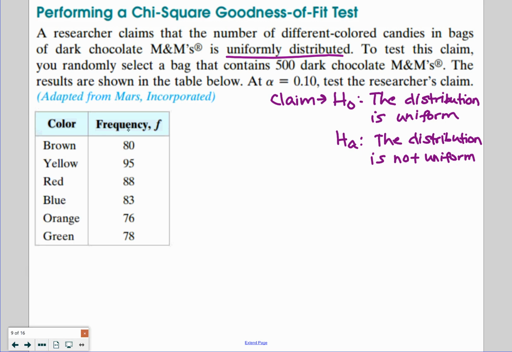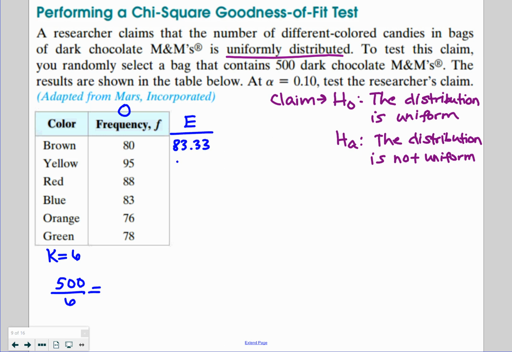We have frequencies. These are the M&Ms that were in the bag. They are observed frequencies. That's our O. The next thing we need is our E, our expected frequencies. Now, here we don't have a percentage, but we know they should be uniformly distributed, which means the same number of each color. So if I have 500 M&Ms and there's 6 colors, here our K is 6 categories, 6 colors. You can just do 500 divided by 6, which is going to give us about 83.33.